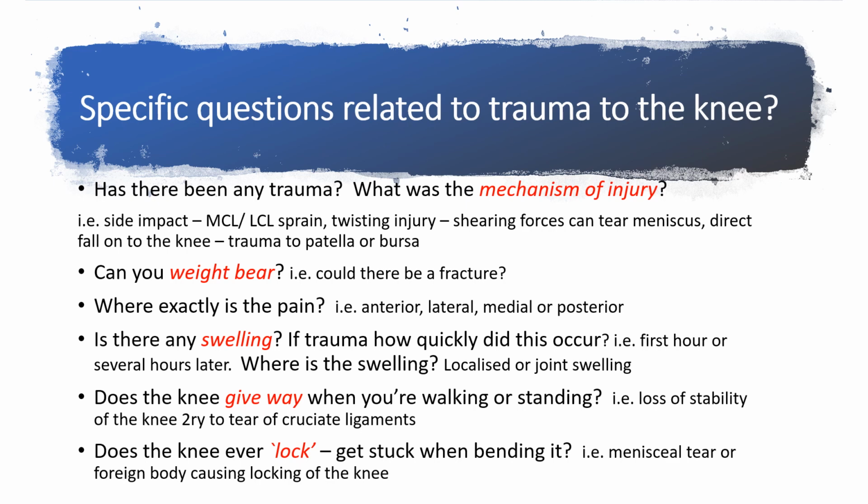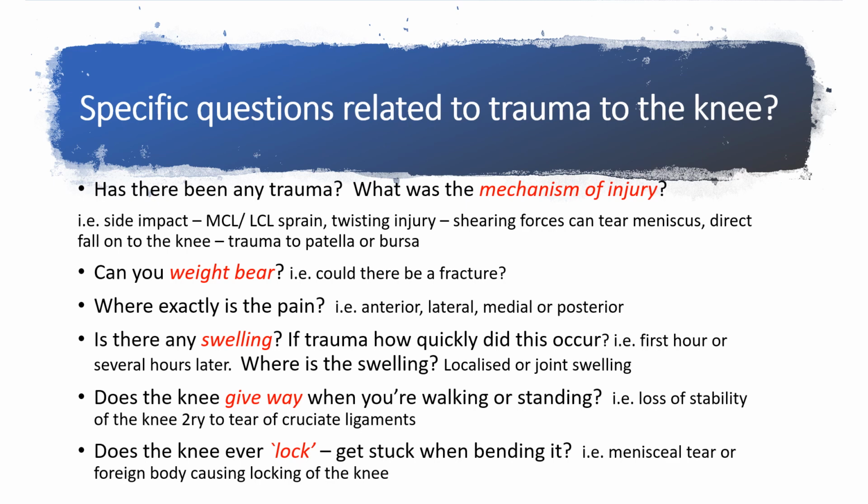Is there any swelling? And if there is swelling, how quickly did this happen? If it's happened in the first hour, then you're thinking about possibly blood into the joint, a hemarthrosis, particularly with a cruciate tear. Or has it happened several hours after the injury, an osmotic effect, which can be due more to a meniscal tear or injury. And again, where is the swelling? Is it a localized swelling over a bursa, or is it a joint swelling within the joint? There's a problem in the joint.